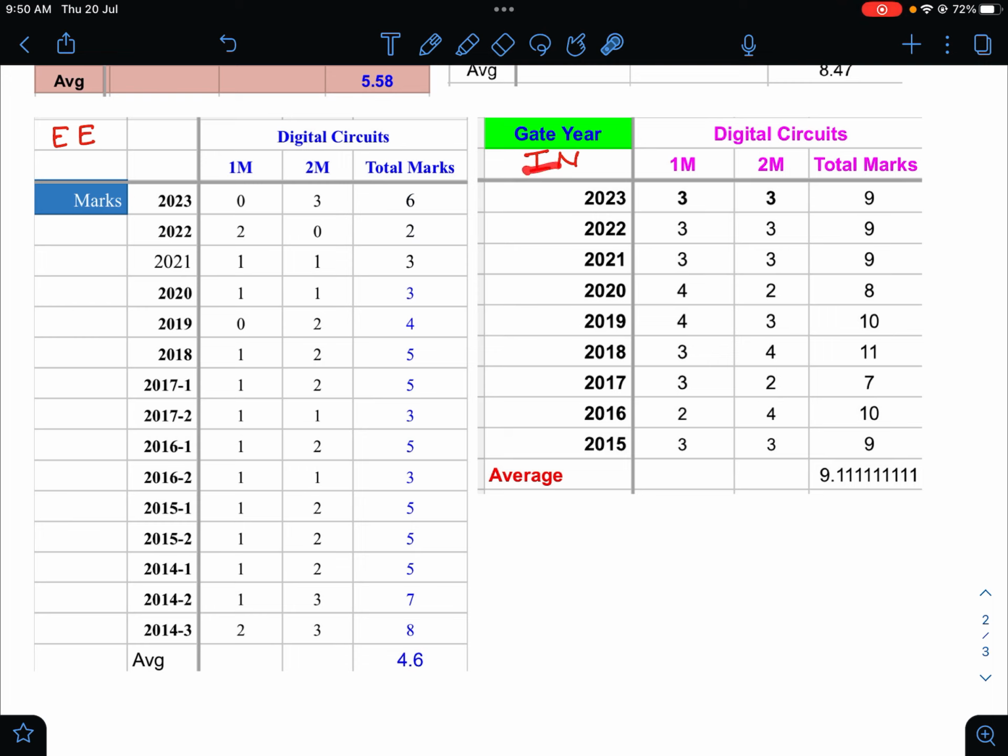And coming to instrumentation, its weightage is the highest. The average is 9.11, so approximately 10 marks. So consistently 9, 10, 9, 10, 9, 10 we are getting, right?